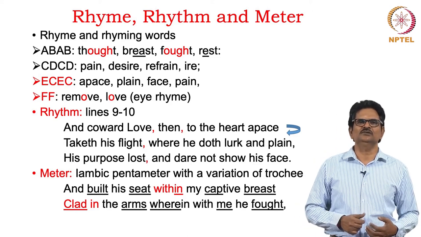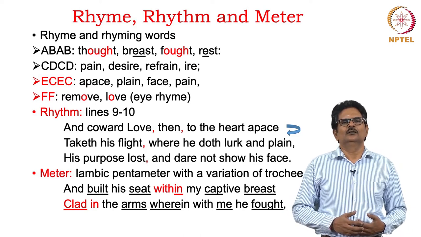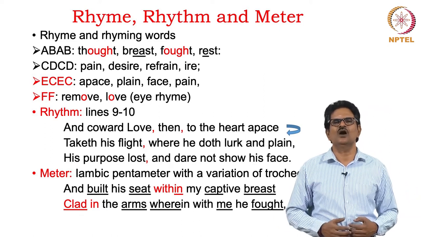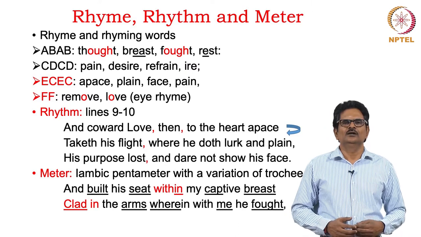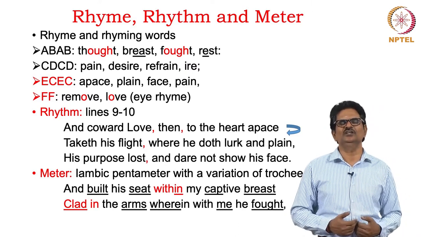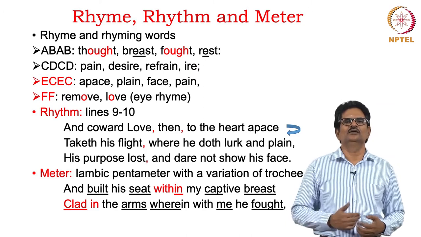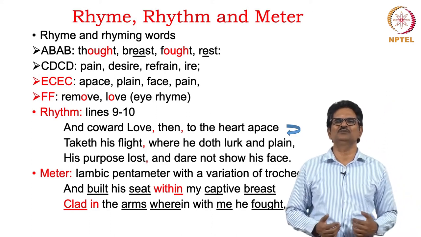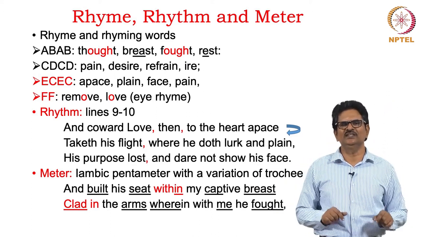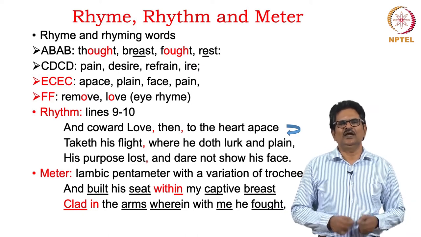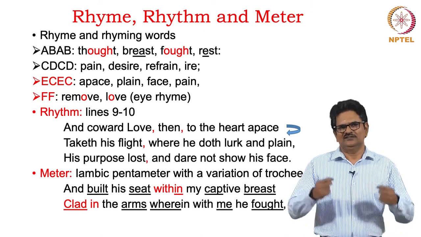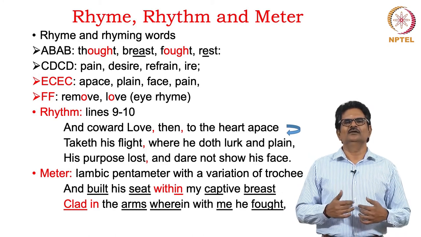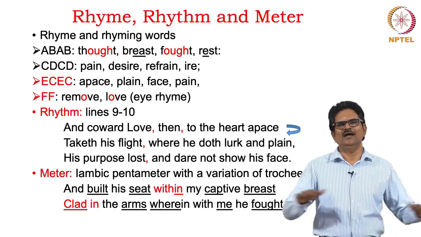If we look at the meter, we find it interesting to see Surrey has used iambic pentameter with a variation of trochee. Some more variation it is possible for us to see in the first line we have used as an example. "And built his seat within my captive breast" is completely iambic, except that one "within." Some readers may like to consider both syllables unstressed. In such a case, that may be a Pyrrhic, but then we will consider it as an iamb in general.